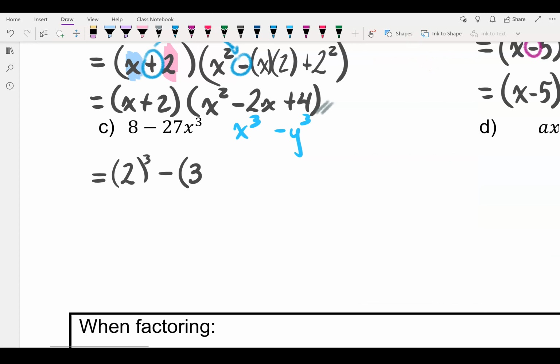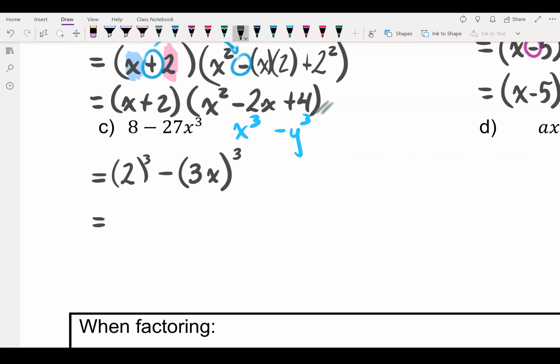Now, what about this x? Well, if I put the x there, let me just relate this. The cube root of 27 is 3. Cube root of x cubed is just x. So both of those things come in, and then the whole thing is cubed. That's how we do that.